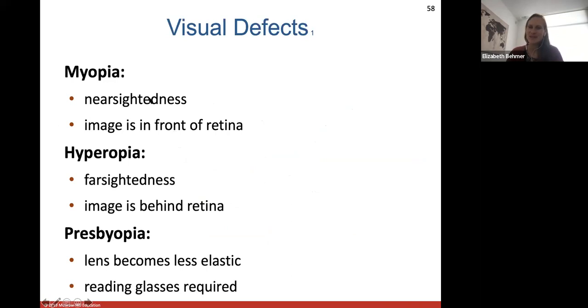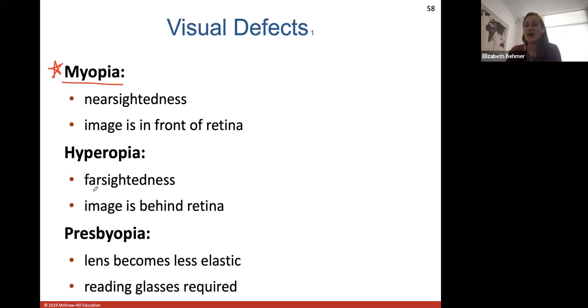Some visual defects are a little tricky to understand. Myopia, let's highlight this one, because myopia is called nearsightedness. This is when you cannot see things far away. So if you weren't able to see the whiteboard or chalkboard in 5th or 6th grade, you had myopia. So it's also known as nearsightedness, but it means you cannot see things far away. And that's because the image is focused in front of the retina.